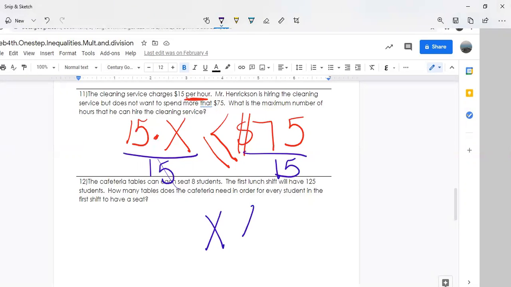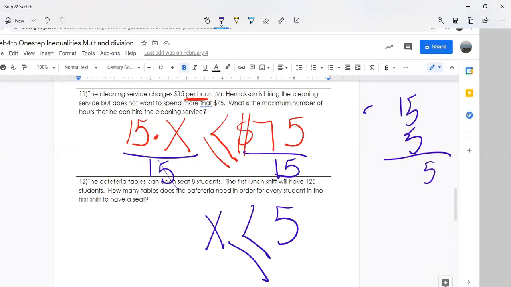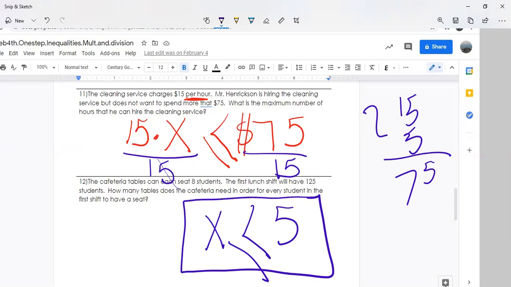Here it cancels. So the number of hours has to be less than or equal to, what is that? 5 hours, right? Because 15 times 5 is 75. So the maximum she can hire them for is 5 hours. So anything less than or equal to 5 hours, based on the money that he has, or she has, Mr. Henriksen. So I guess it's a he. All right, so that's 11.